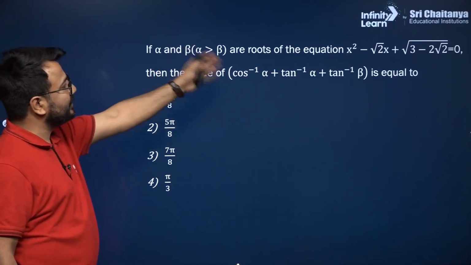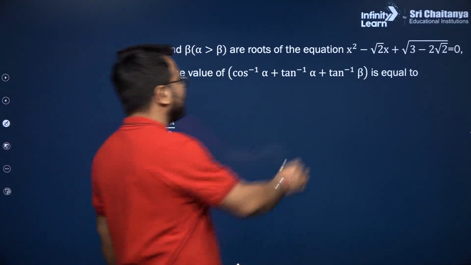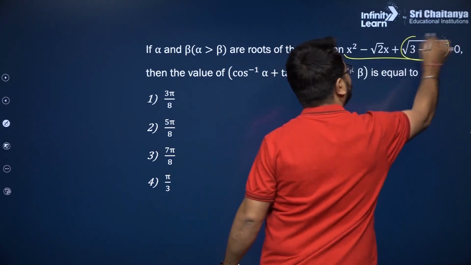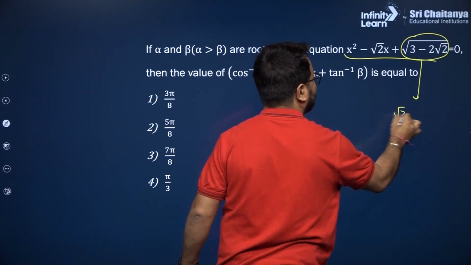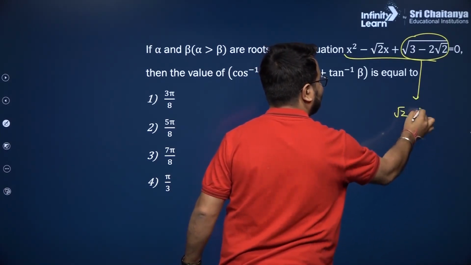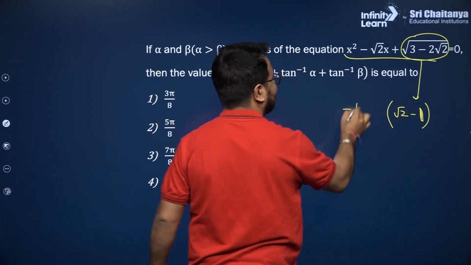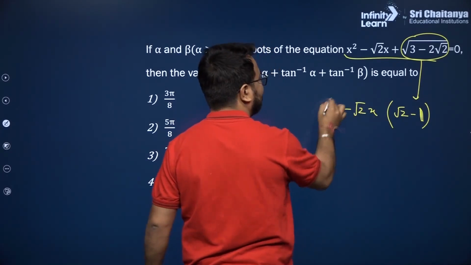Here we have alpha and beta. These are the roots of this particular equation. So I first of all want to simplify this. If I simplify this, it can be written as (root 2 − 1) whole square. So here I am writing root 2 minus 1, here we have minus root 2 x, and here we have x square.